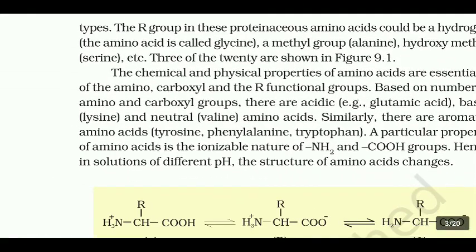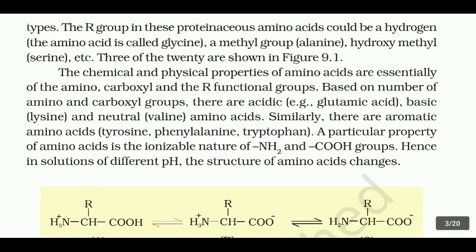The R group in these proteinaceous amino acids could be a hydrogen, and the amino acid is called glycine; a methyl group, alanine; hydroxymethyl, serine; etc. Three of the 20 are shown in figure 9.1. The chemical and physical properties of amino acids are essentially of the amino, carboxyl, and the R functional groups. Based on the number of amino and carboxyl groups, there are acidic, example glutamic acid, basic, and neutral, example valine, amino acids. Similarly, there are aromatic amino acids: tyrosine, phenylalanine, tryptophan. A particular property of amino acids is the ionizable nature of the NH2 and COOH groups. Hence, in solutions of different pH, the structure of amino acids changes.